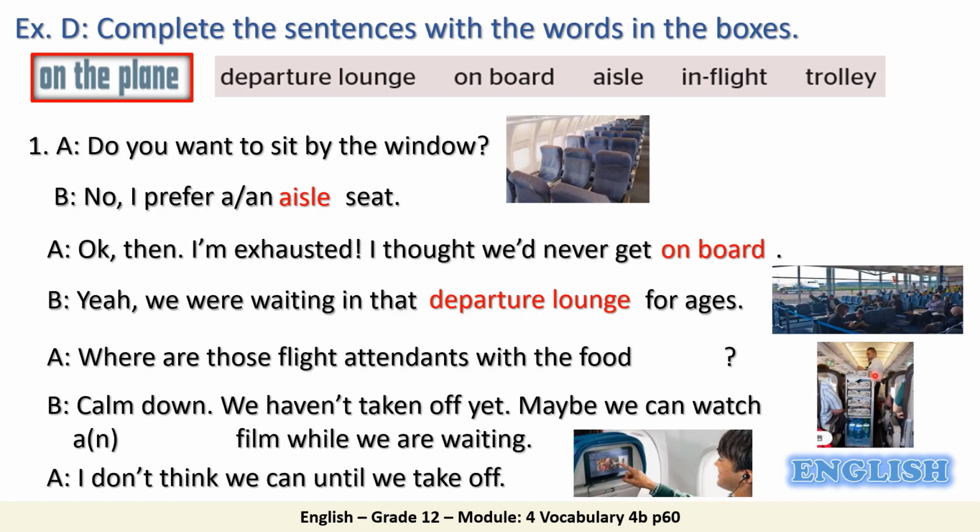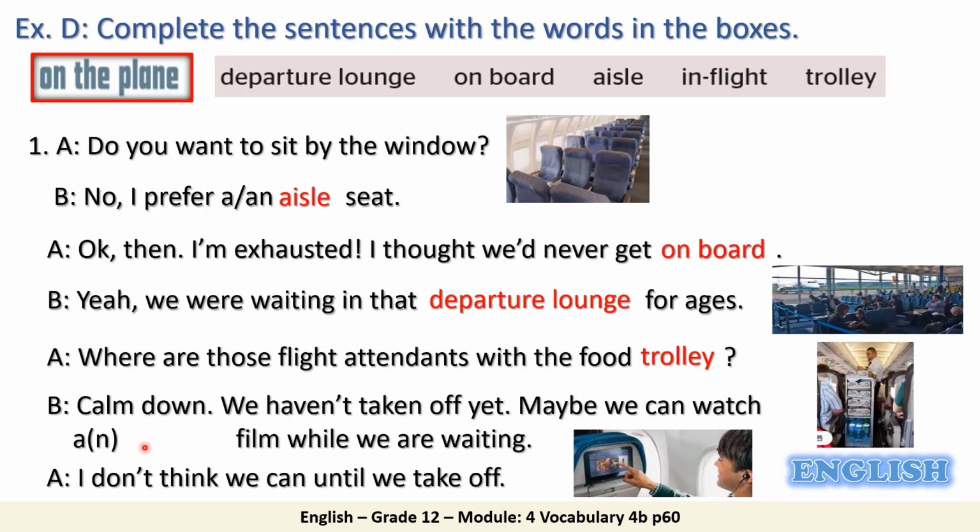This is called flight attendant. Then what do you call this? Okay, right, it is called food trolley. B says, calm down. In American you can say calm down. We haven't taken off yet.